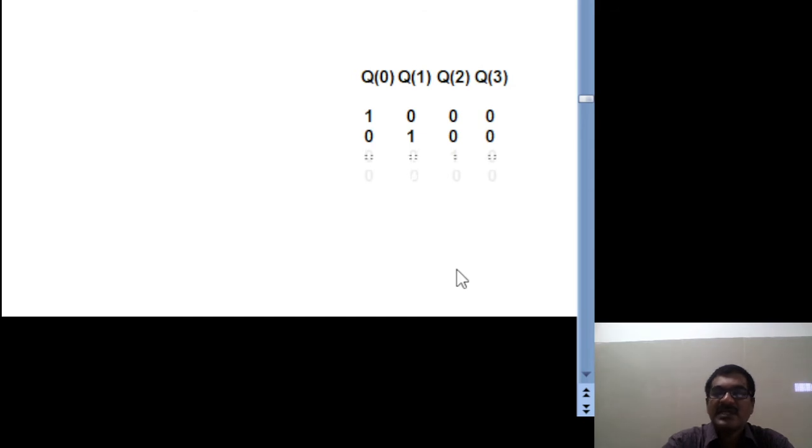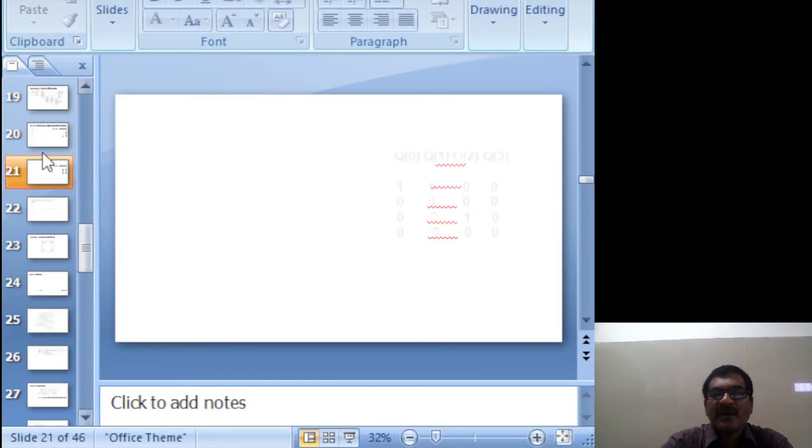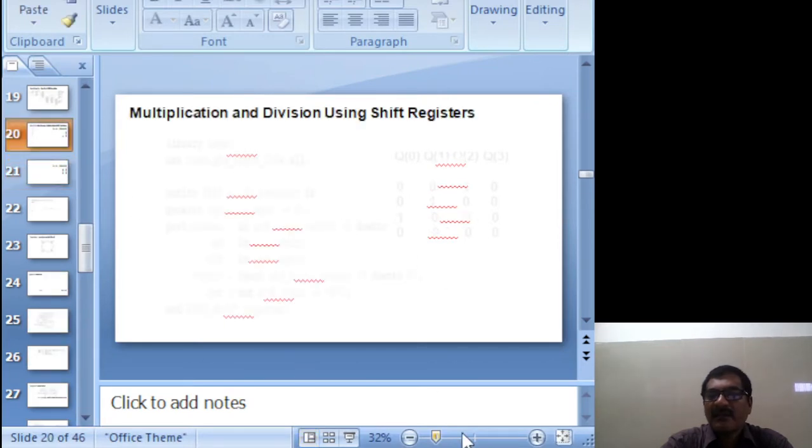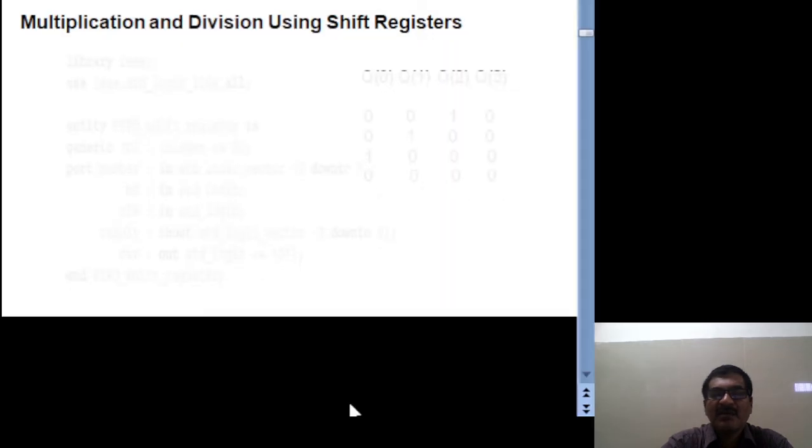Similarly, if you do it once again by right shifting, the result is 0010, that is 2. Therefore, the previous value 4 divided by 2 gives the answer 2. So by right shifting, you can observe a division operation, and by shifting in the left hand side direction, you get a multiplication operation. This is the way multiplication and division can be performed using shift registers.